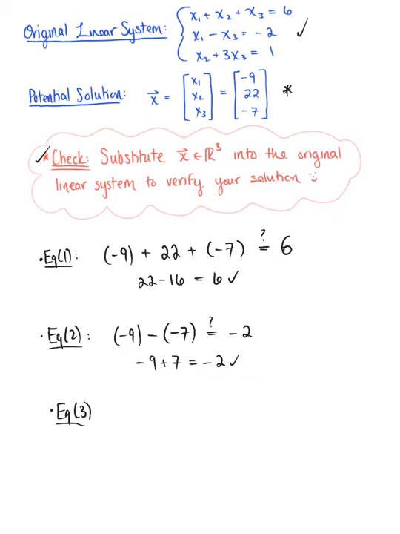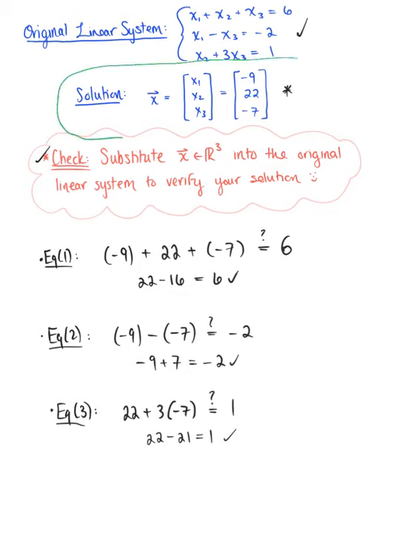We have x sub 2, so we have 22 plus 3 times x sub 3, so that's 3 times negative 7. And we want to know, is this equal to 1? So we have 22 minus 21, which equals 1. Woohoo! So we have officially confirmed that this is not a potential solution, but is the only solution. It is the correct solution. So it takes an extra 60 seconds max to check, but guarantees that you get 100 on every homework question, quiz question, or test question.